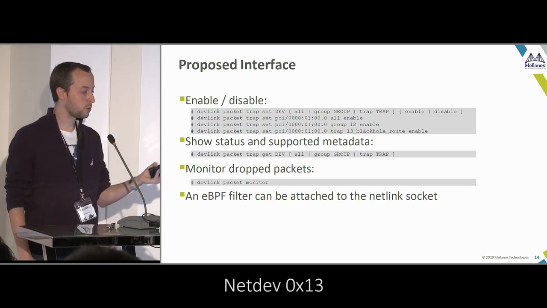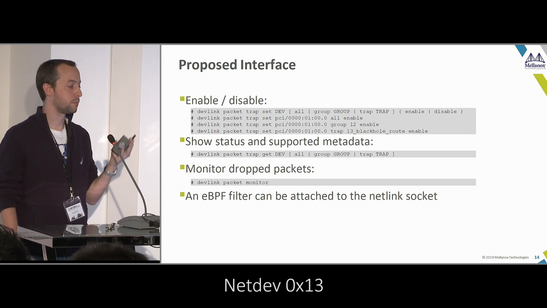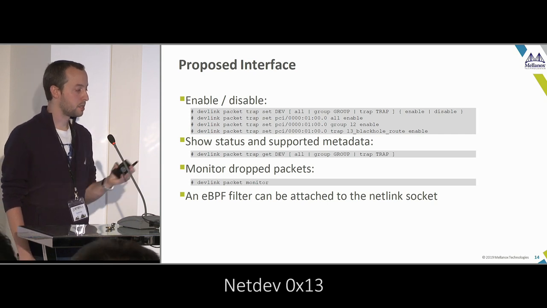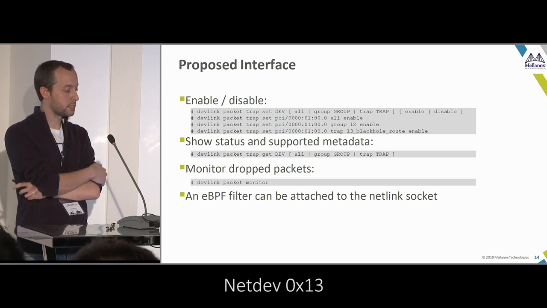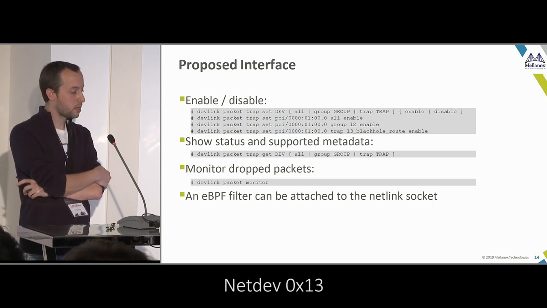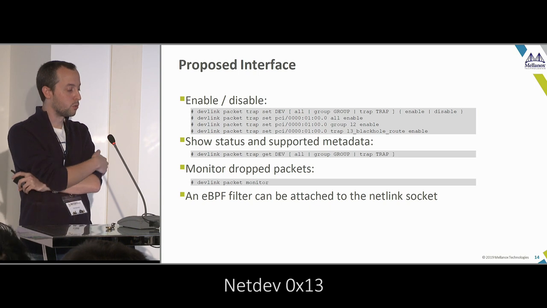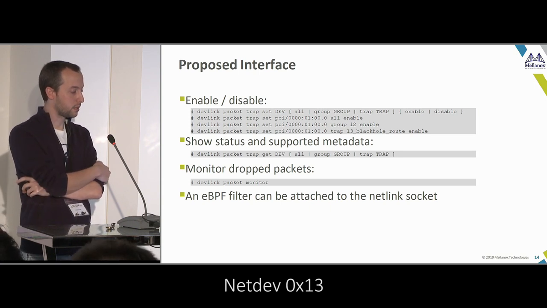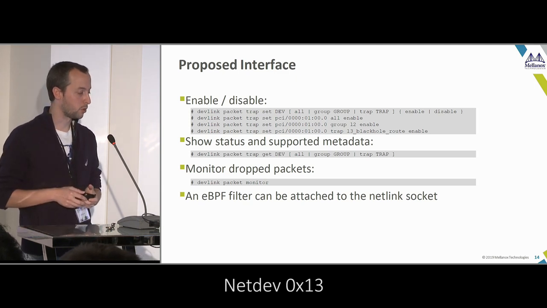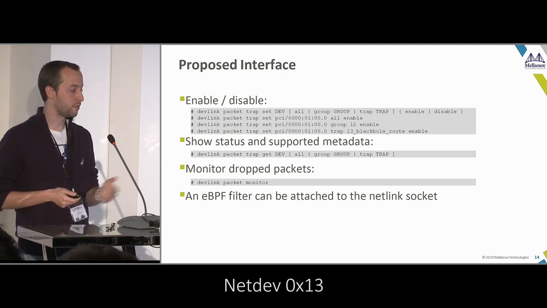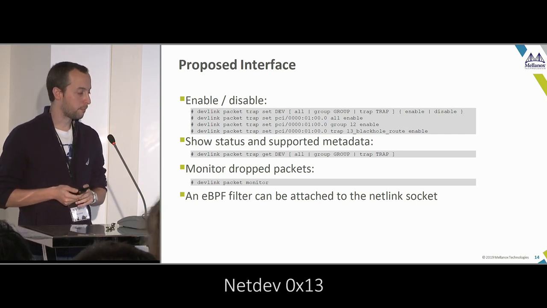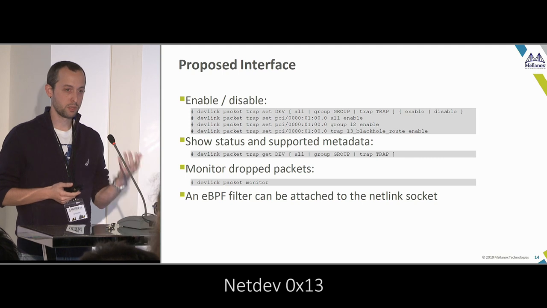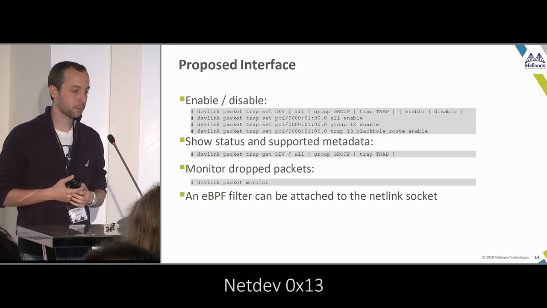So as I said, we want to use devlink, and the proposed API is to basically enable or disable the entire mechanism. It's disabled by default, obviously, and to filter based on a group or a specific trap. And if you want to monitor current drops, you can just do devlink packet monitor, which will give you the packet along with the metadata.